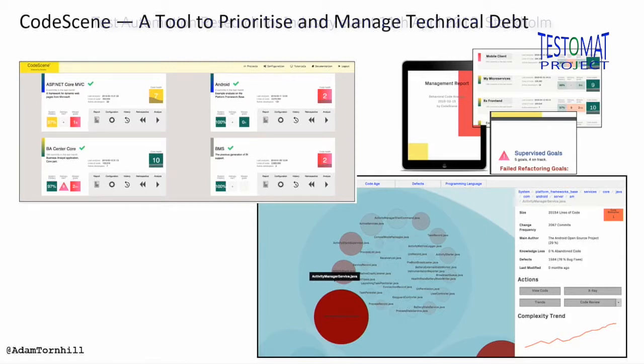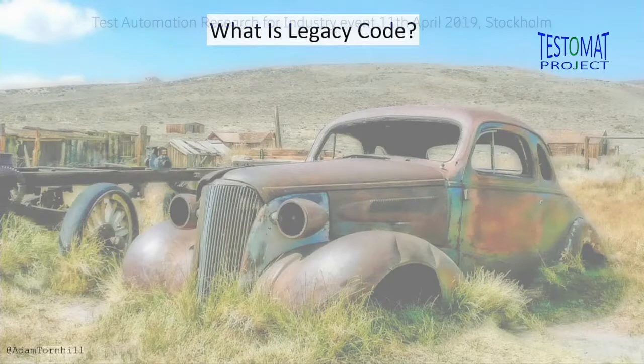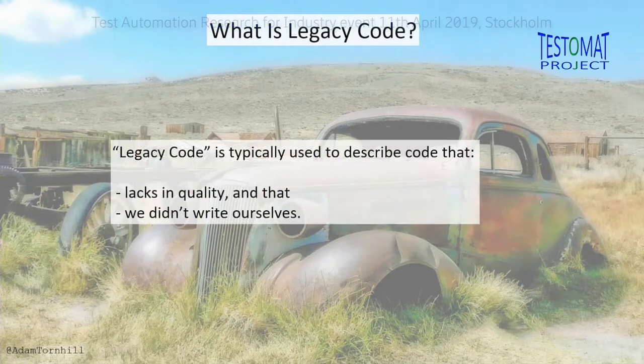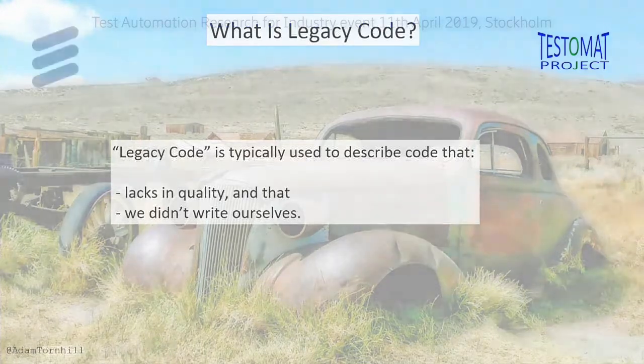And today, I want to give you an example, and I want to look at a concept that's not exactly the same as technical debt, but it's very related. It's something called legacy code. So what is legacy code? Well, I found that legacy code has two properties. First of all, it's typically code that lacks in quality to some extent, but most important, it's code that we didn't write ourselves.